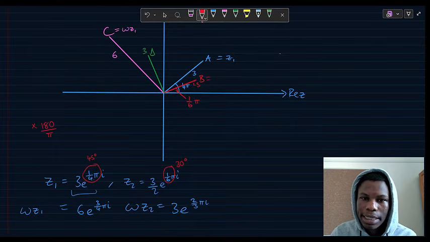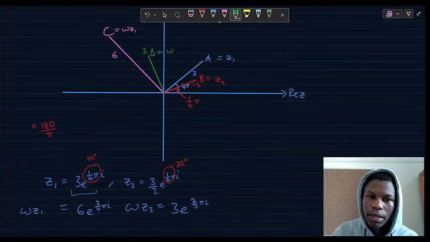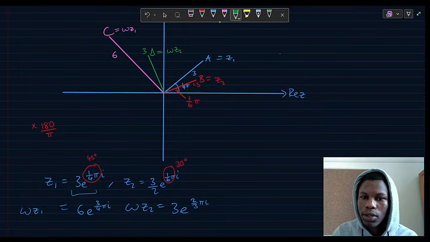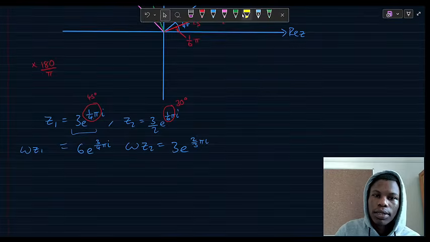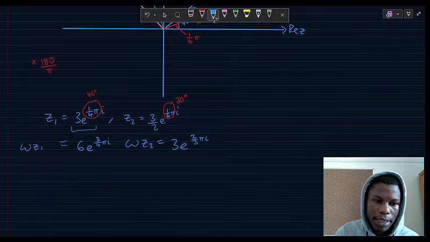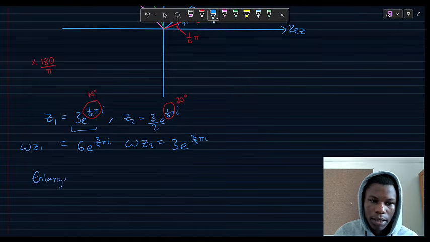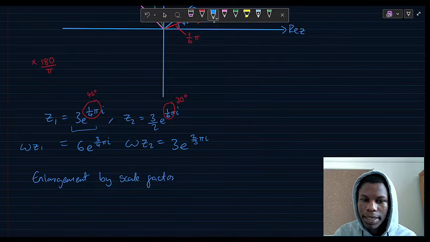And if we look at Z2 as well, if we're just looking at modulus, this is Z2. And then when it was multiplied by omega, notice that the modulus of Z2 was 1.5. Then it doubled to 3 when it was multiplied by omega. So we can tell that the first effect that we're seeing here is an enlargement by scale factor 2, because the modulus seems to double when we multiply by omega.